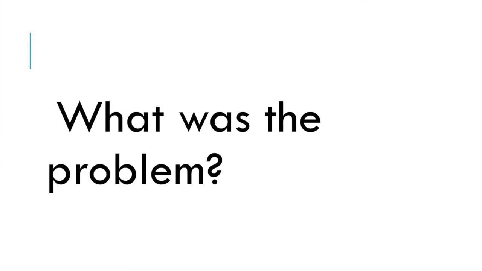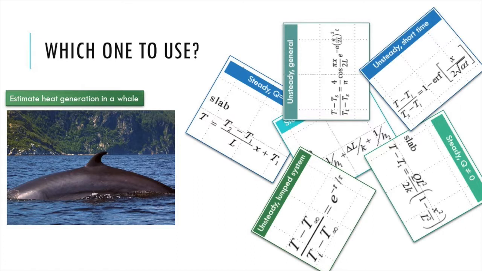What was the problem here? In a heat transfer course, for example, we provide these formulas one after the other as we go from, let's say, a steady state formula like this one to an unsteady state formula and so on. So we go in some order, and then we ask this question in the exam that says estimate the heat generation in a whale. So the eternal question is which formula to use.